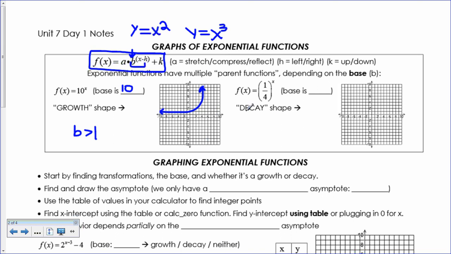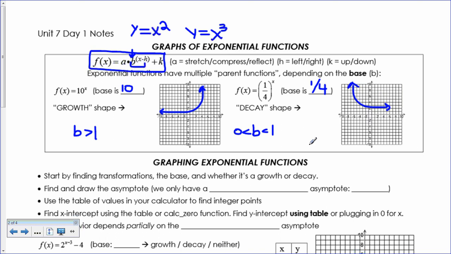An exponential decay is going to have a base that is between 0 and 1. So that means it's going to be some sort of small fraction or decimal. In this situation, the base is 1/4, because that's the number beneath the exponent. Because that's between 0 and 1, this is going to be a decay. The shape of a decay looks like this. You're going to start up and then fall. So they're mirror images of each other. For a growth, you obviously grow, and for a decay, you fall from left to right. Okay?